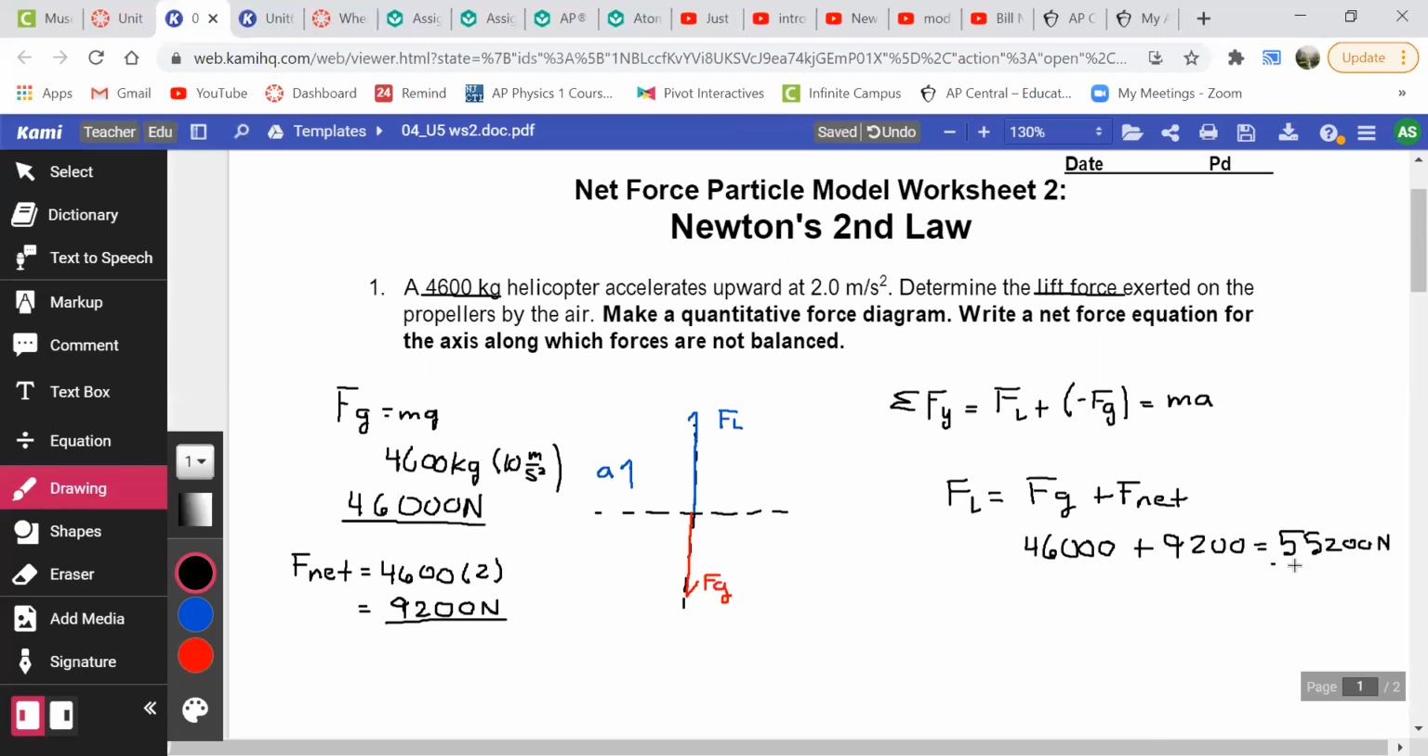This must be the force of lift that the helicopter exerts on the air in order to have an acceleration of 2 meters per second squared. So when you have acceleration, this is coming from the net force. The leftover forces after the opposite forces of gravity and lift cancel out, and then there's extra lift force to cause that acceleration. So notice that the lift force is greater than gravity by exactly the amount of net force. That's how net force works.